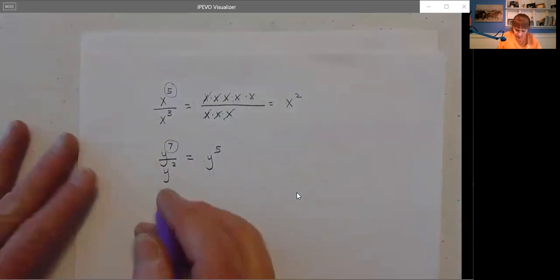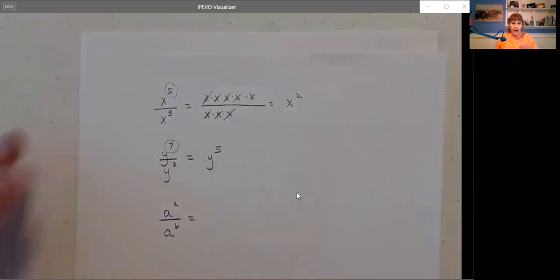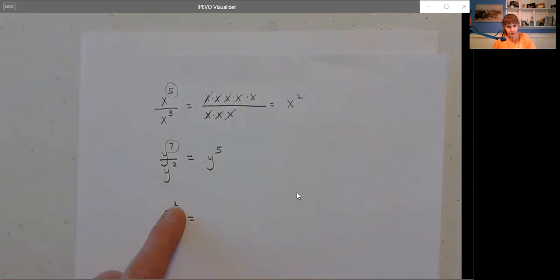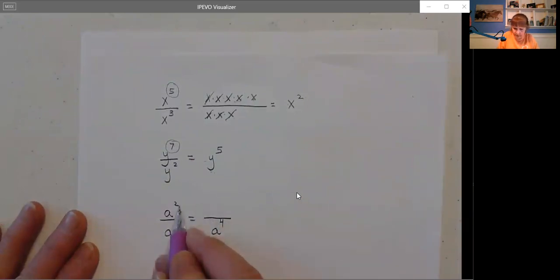So what I mean, here's another example. Let's say I have a to the 2nd over a to the 6th. All right, in this example, I have more a's in the denominator. I've got 6 of them and I have 2 of them, so that when they do cancel, I will have 4 left over. 6 minus 2 is 4 here.